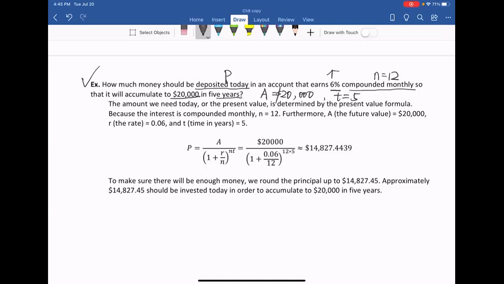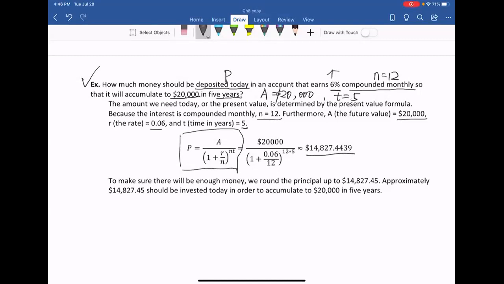The amount we need today, or present value, is determined by the present value formula. So we can use the present value formula, plug in all the information. Because the interest is compounded monthly, n equals 12. Furthermore, A, the future value, equals $20,000. r, the rate, is 0.06 and t equals 5. And this is the formula. Plug in all the information and use the calculator. We will get this amount.